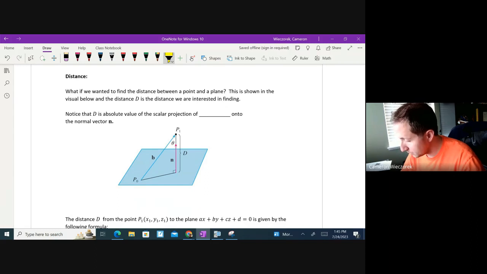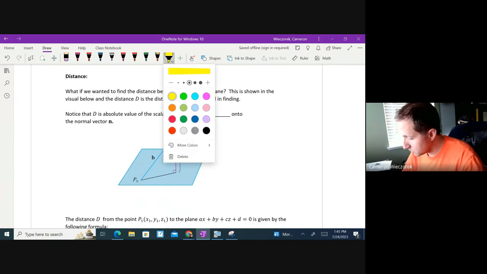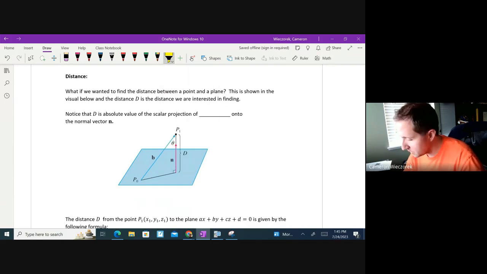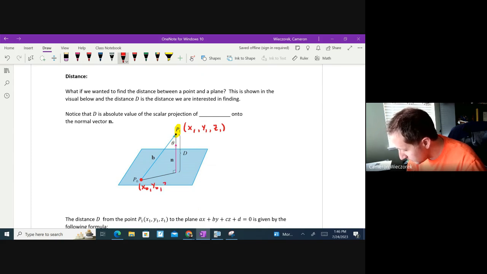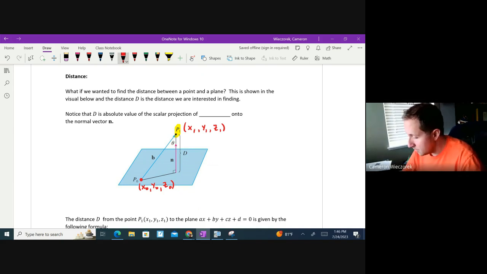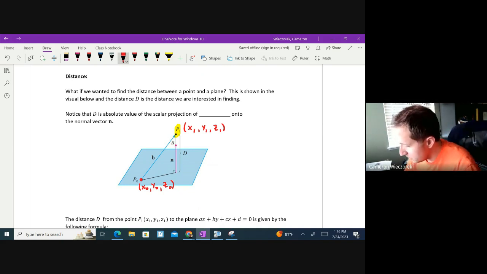Okay, so take a look at the picture below. Let's say we have some point sitting above or maybe sitting below a plane. We'll call it P1. I'm going to let the coordinates of that point be x1, y1, z1. And let's say that we have some point sitting on the plane. We'll call it P naught, and let's say the coordinates of that point are x naught, y naught, z naught. This will lead into our formula we're going to see in a little bit. So just to get some setup. Okay. What we're interested in is we want to measure the distance from this point P1 to the plane.